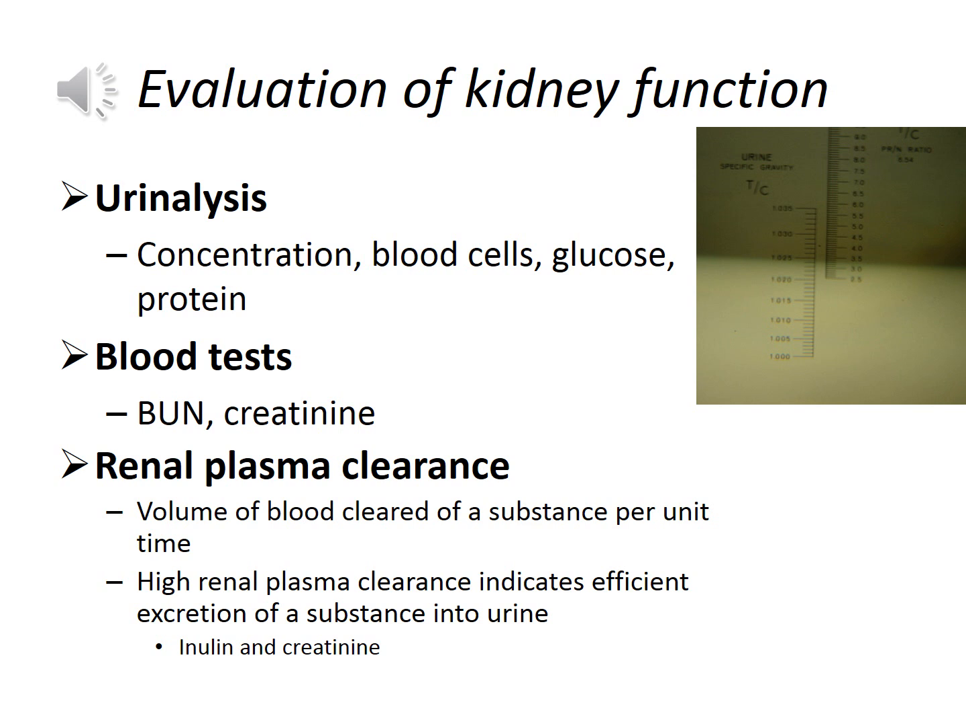Again, our specific gravity in a human urine sample would be somewhere between 1.002 or 1002 and 1.035 or 1035, and our osmolarity will be between 50 and 1200 milliosmolar of water.